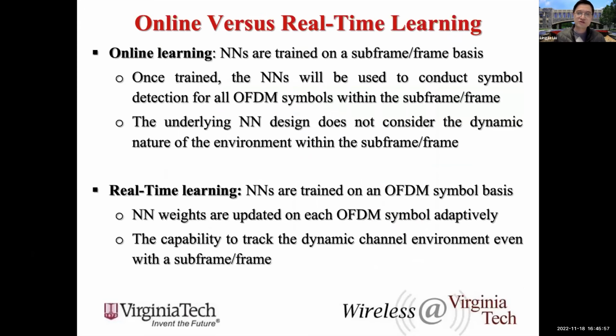On the other hand, we also extended to real-time learning, meaning symbol by symbol. So instead of waiting to receive the whole subframe, you do a symbol by symbol detection. Basically, you only make a decision based on this OFDM symbol, instead of looking at future symbols within that subframe. So we are saying that we can do real-time learning of the neural network weights on each OFDM symbol basis, which is much less than 1 millisecond. And we will be able to track the dynamic environment of the channel.